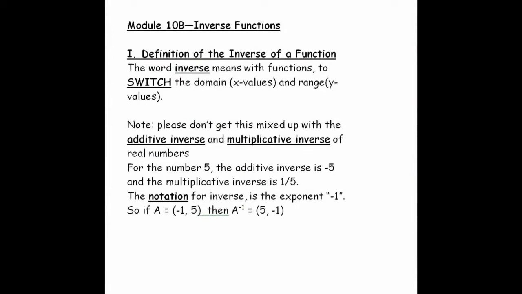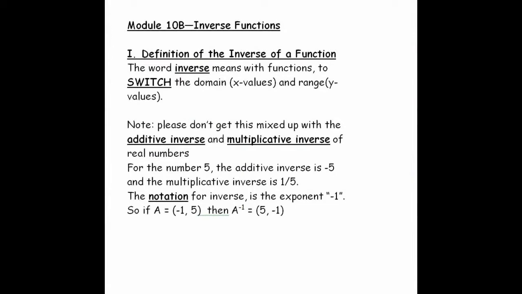In graph land now, we're dealing with functions. We're graphing. The word inverse does not mean the same thing. When we're dealing with graphing and pictures of functions, the word inverse means switching the domain and range. Domain is your x value. Range is your y value.